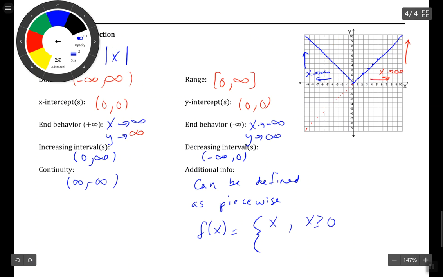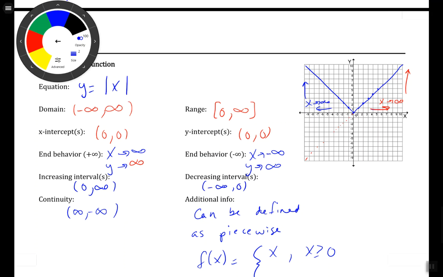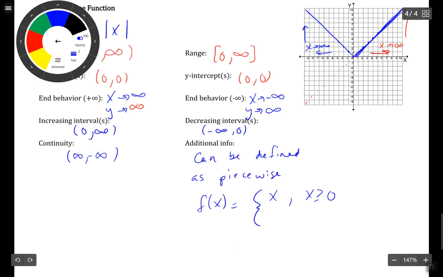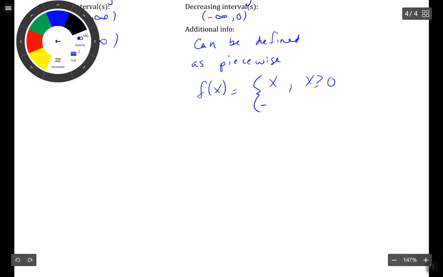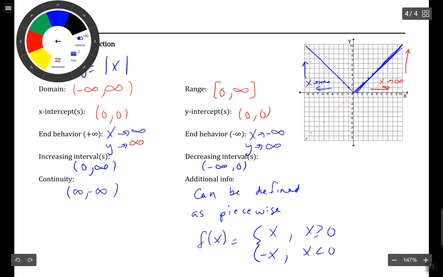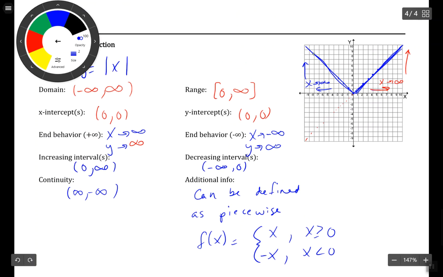Is that drawing this part right here? We're drawing this part right here. When I draw that part right there, I am drawing x. When I am drawing the other part, I'm writing negative x, and that's for x less than 0. That means this part is y equal to negative x. This part is y equal to x. Do you see how it's two pieces put together?